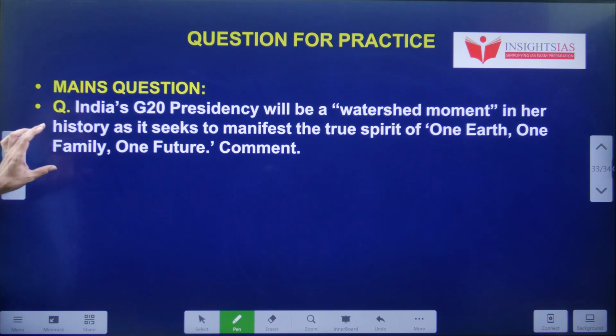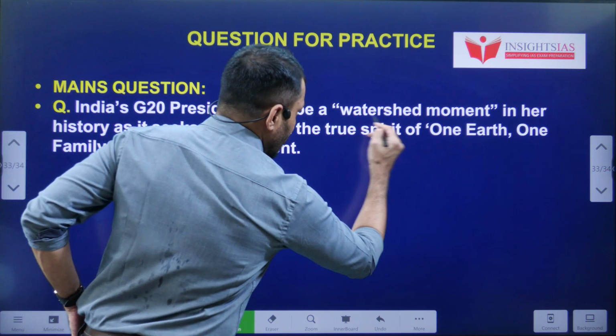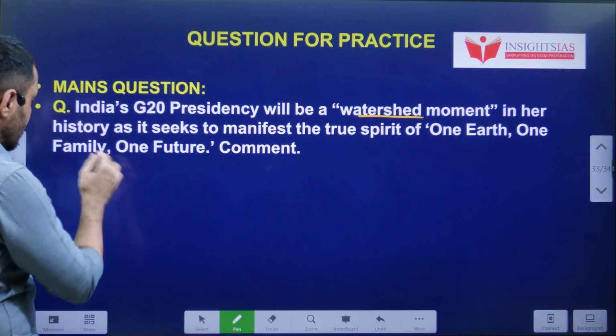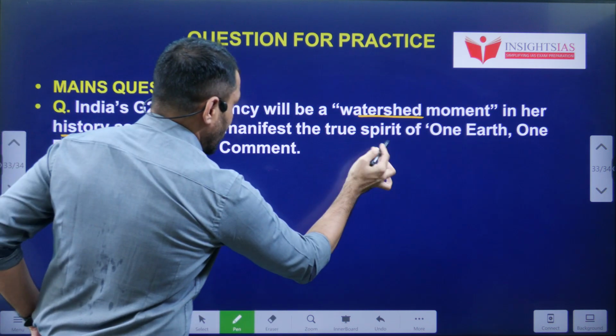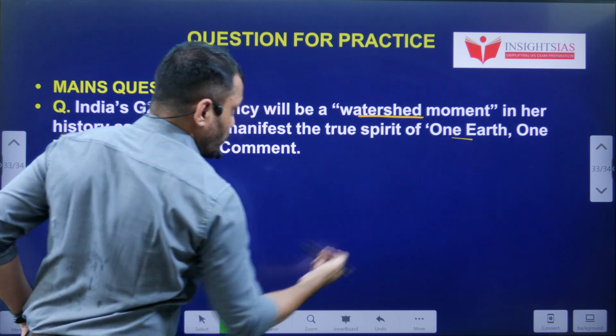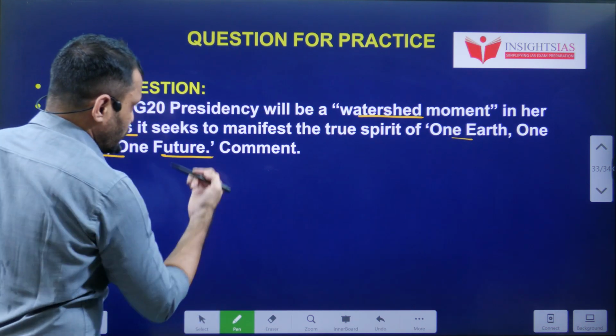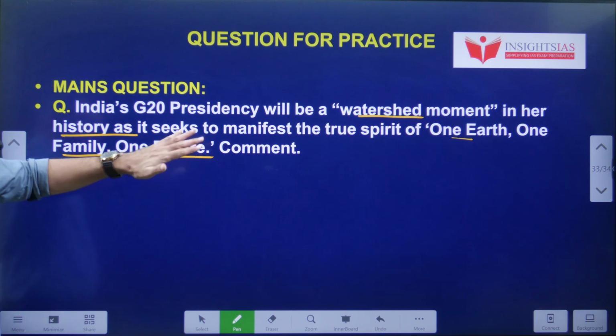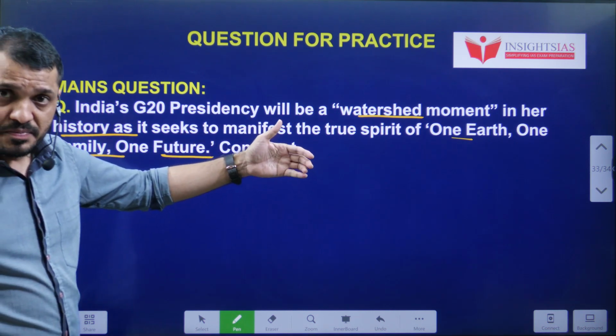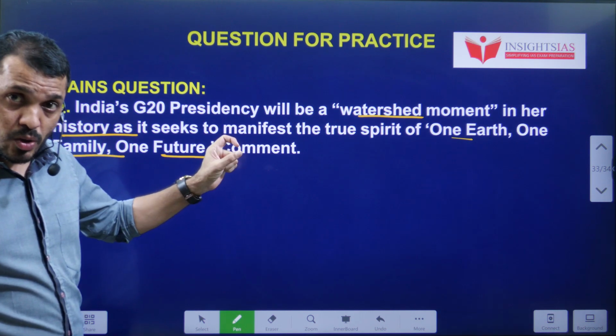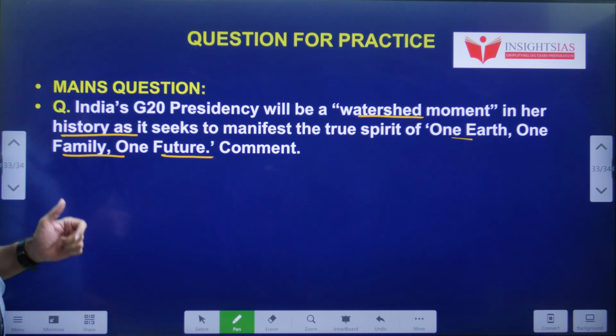Regarding the mains: India's G20 presidency will be a watershed moment in history, as it seeks to manifest the true spirit of one earth, one family, one future. As India is following this kind of principle, how can you say that the G20 is going to play a very important role in India's global leadership?